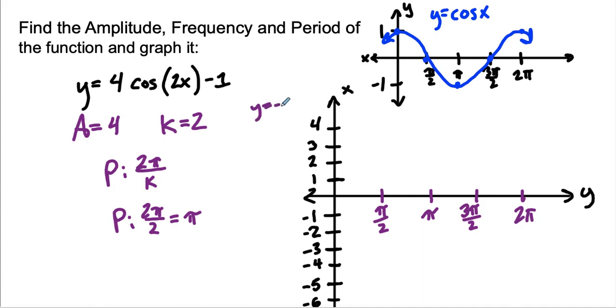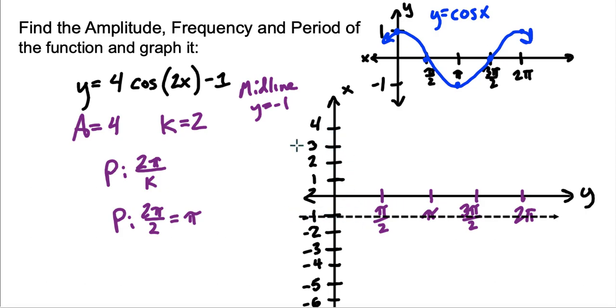y equals -1 is my midline. That means that's now the middle of my graph. So y equals -1 is going to go right here. And then I'm going to be going up and down 4. So my amplitude is 4.